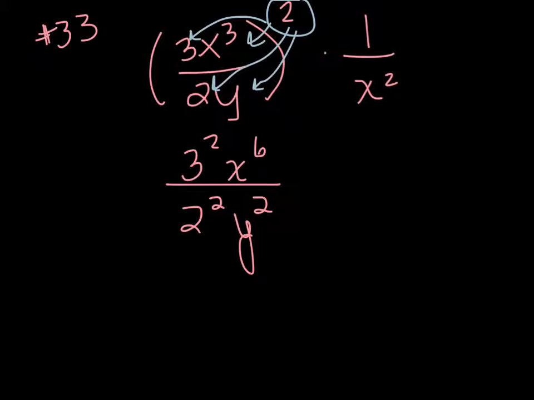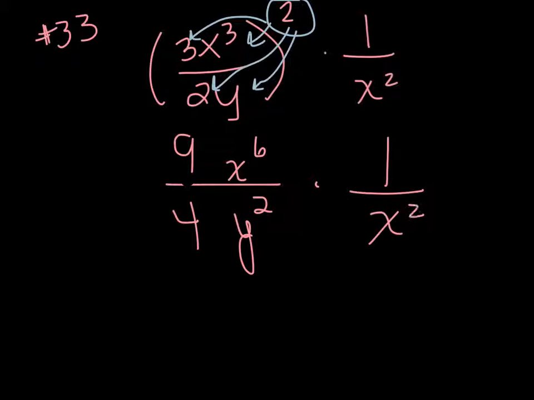Now you might choose to, as you're doing this, actually figure out what 3 squared is, and that's 9, and actually figure out what 2 squared is, and that's 4. So the first set of parentheses simplifies to 9x to the 6th over 4y squared, and that's being multiplied by 1 over x squared. From here, I'm going to do like I just did in the last problem and multiply straight across to get 9x to the 6th over 4x squared y squared.